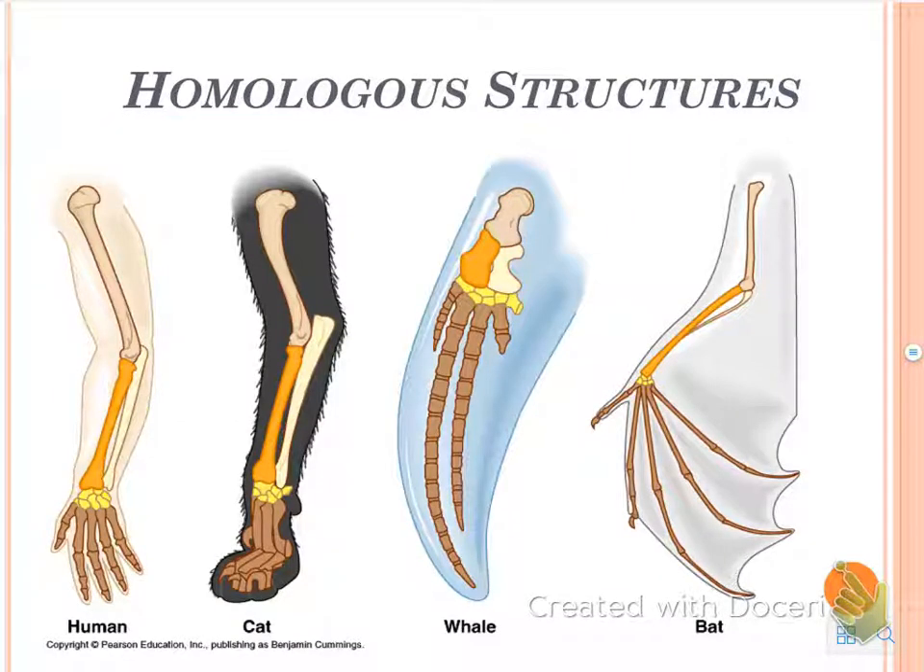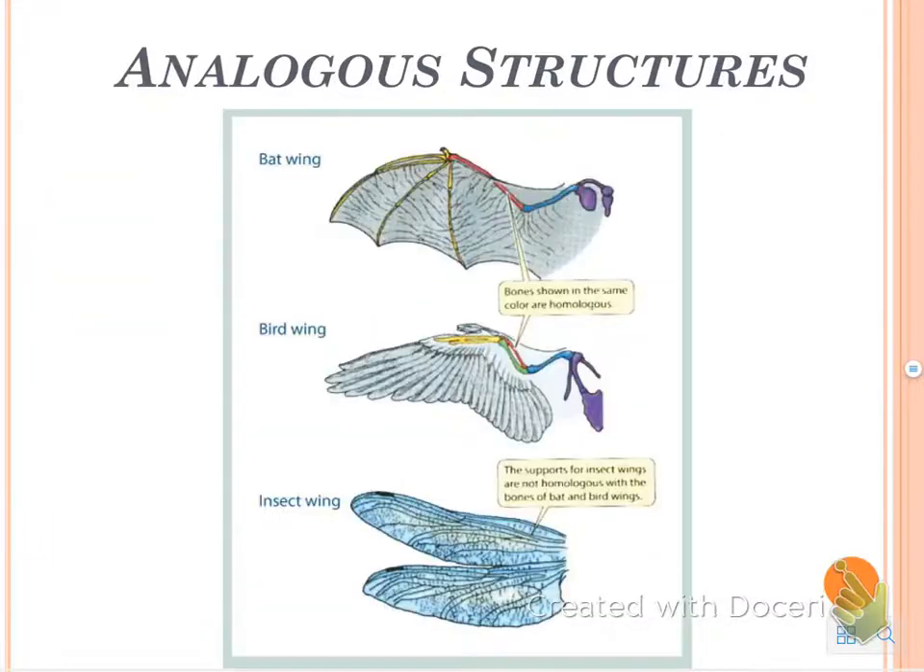So here's just an example then of your homologous structures. So you see the human, the cat, the whale, the bat, they all have the same bones. They're color-coded. They all have the orange bone. They all have the yellow bone. They all have the cream-colored bone. They all have the brown bones. All of them have that same bone. It just has different shapes and different functions.